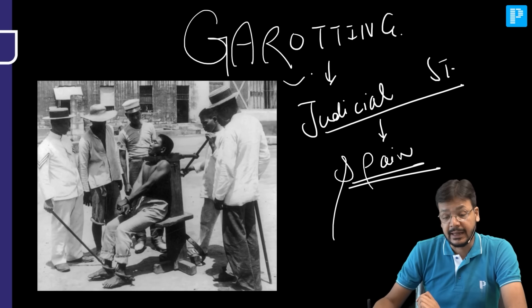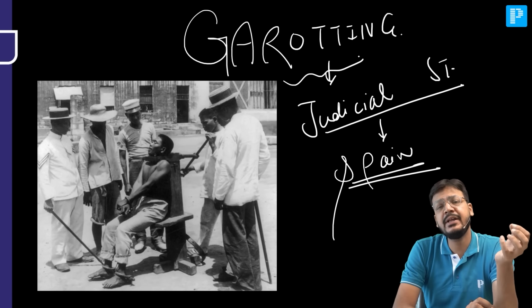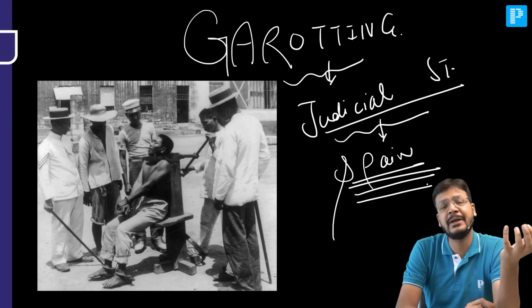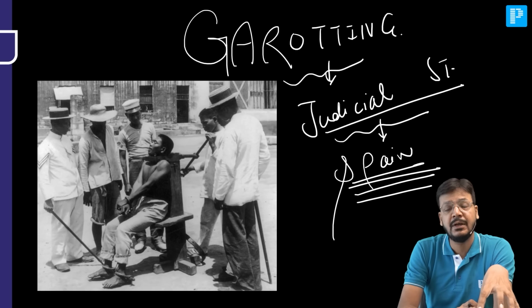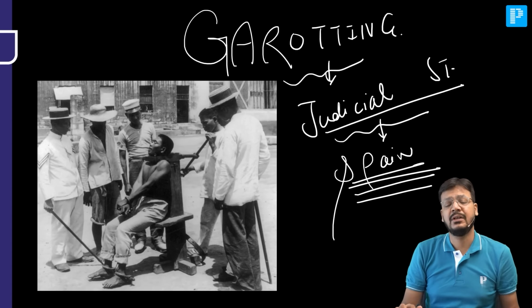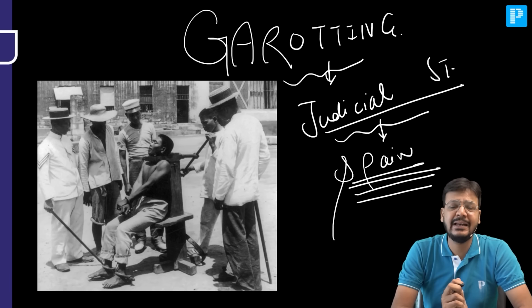Now, sir, garroting, my dear friend. Garroting is a judicial strangulation, and it is very, very common in Spain and Turkey. So if you get this picture, in India we have judicial hanging, but garroting is a judicial strangulation that is very, very common in Spain and Turkey.